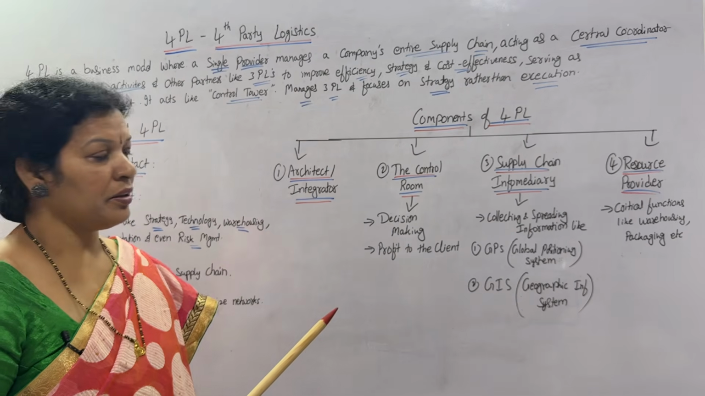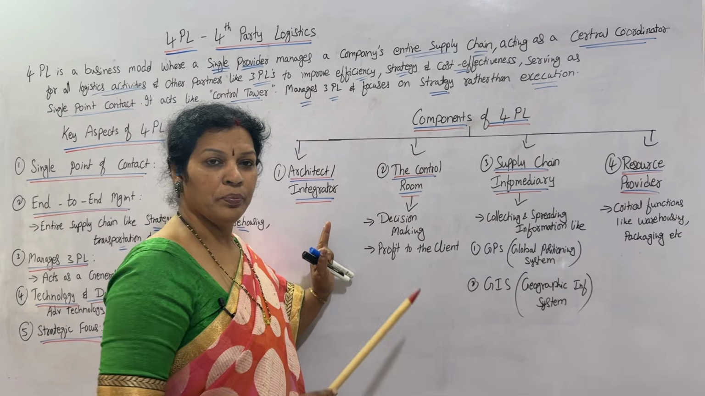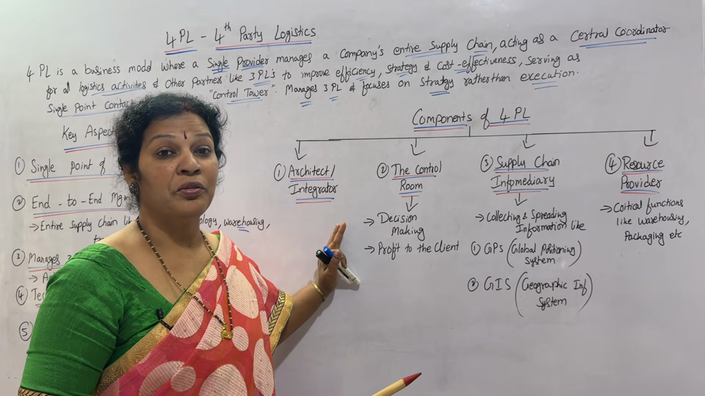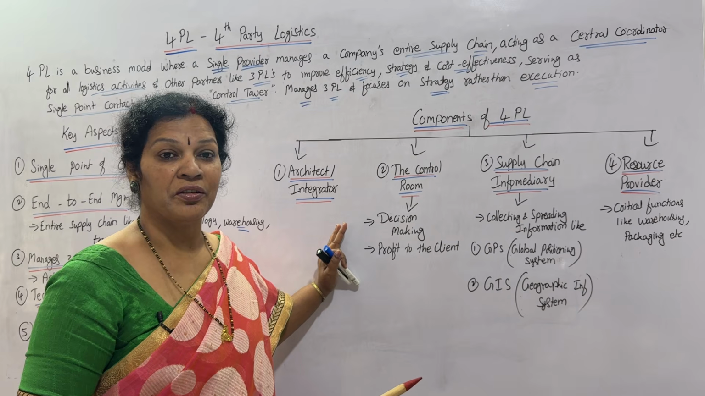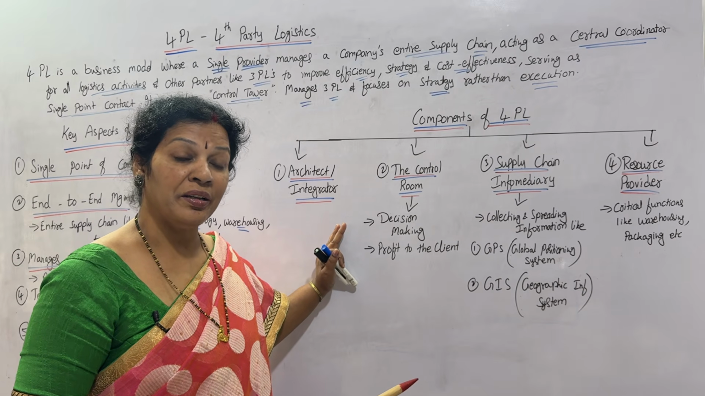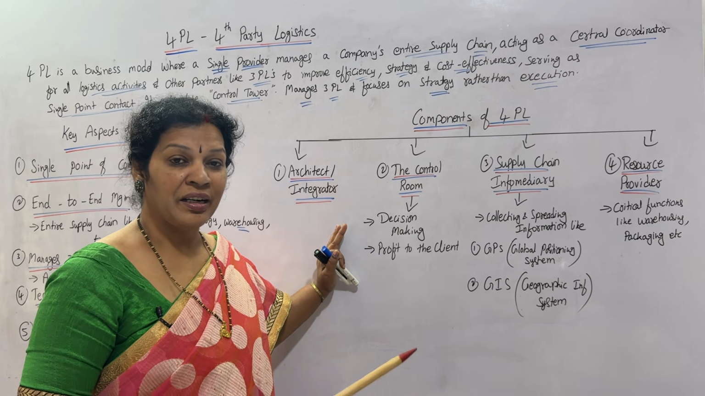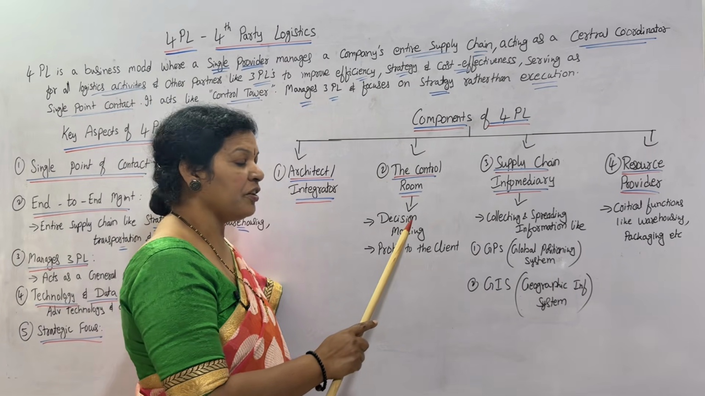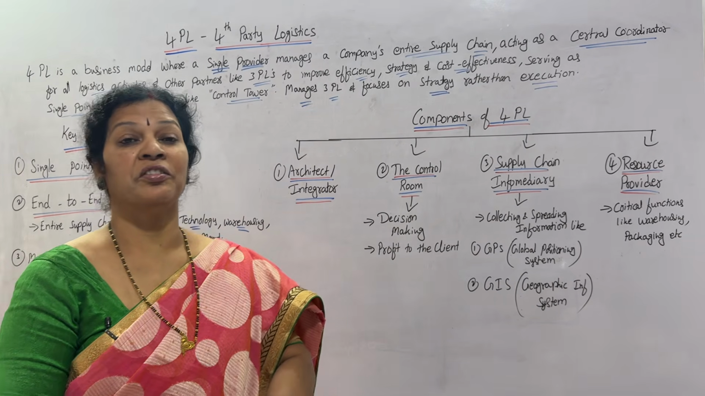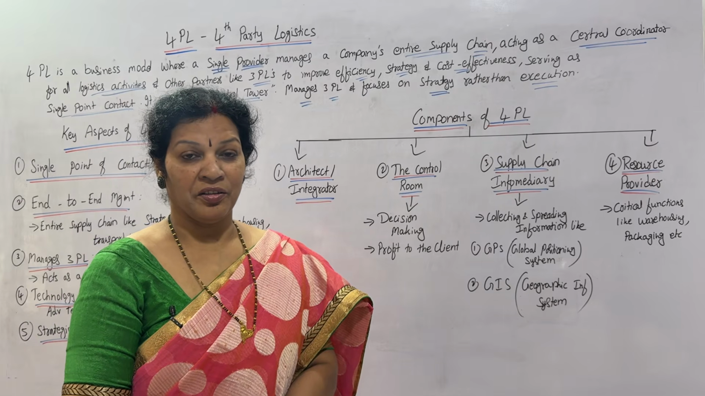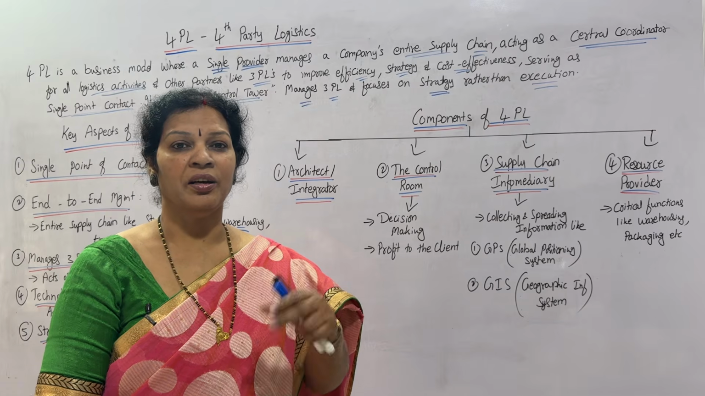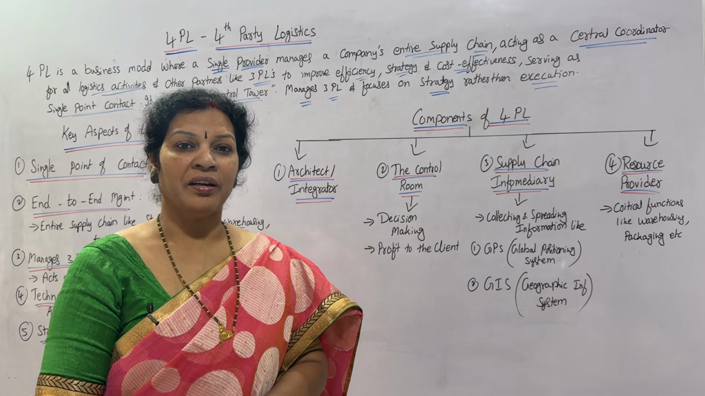Second component is the control room. These people are controlling the organization. They should have a good understanding about the organization. At this juncture, you can say 4PL as decision makers also. Decision maker means they'll be saying that this is the right way, this is the proper way to take the right decisions.